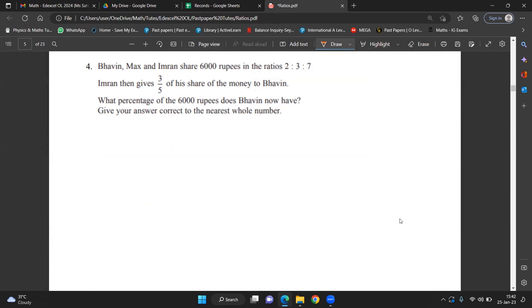Okay. Bavin, Max and Imran share 6,000 rupees in the ratio 2:3:7. Imran gives 3/5 of his share of the money to Bavin. What percentage of 6,000 rupees does Bavin now have? Give your answer to the nearest whole number. Can you underline the word percentage and nearest whole number?